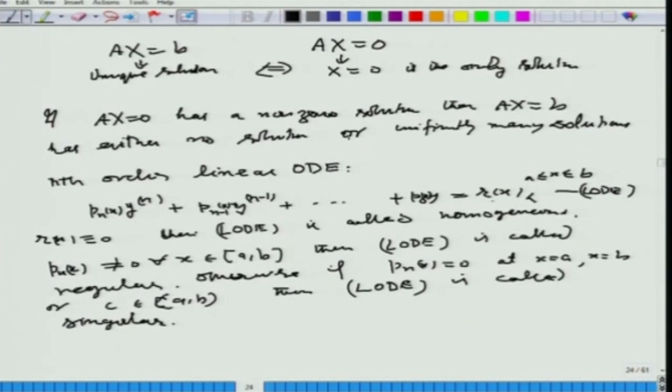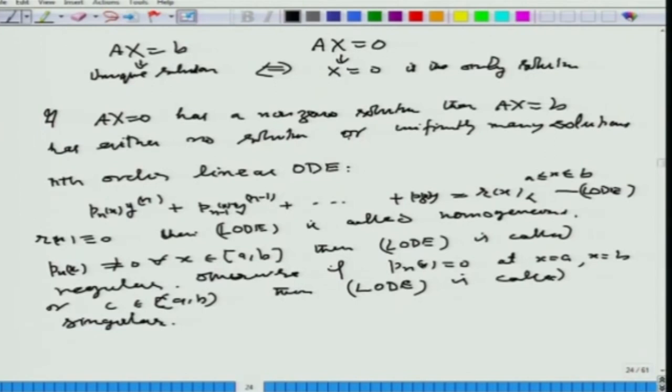And on the right hand side, we have the function R of x. If R of x is identically 0, we call this homogeneous. And if p n of x is never 0 on the interval a b, then we call this equation a regular equation. And if p n of x vanishes either at the endpoints or in the interior of the open interval a b, then we call this equation a singular equation.